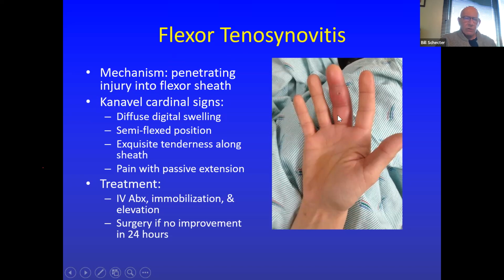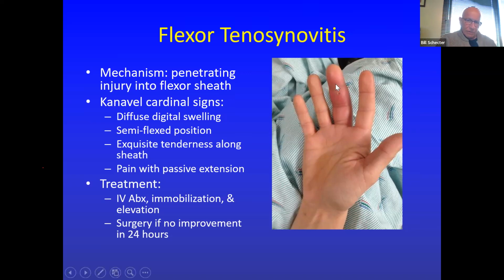Second, the finger is held in a semi-flexed position. Why? Because if you extend the finger, that puts a stretch on the profundus tendon, and that causes pain. So the patient is going to have his wrist flexed and his finger flexed, to try to take tension off.